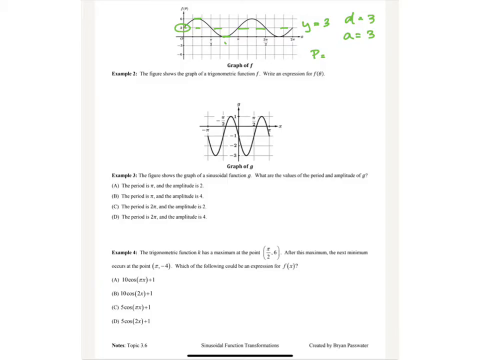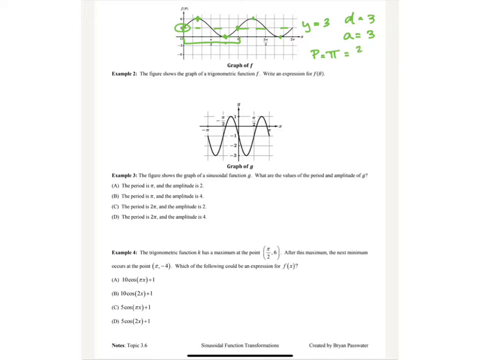Is it 2 pi? Okay, I can measure from crest to crest. I can measure from trough to trough. I could measure from starting point to starting point, which seems to be 0 to pi. You agree? So the period here is pi.